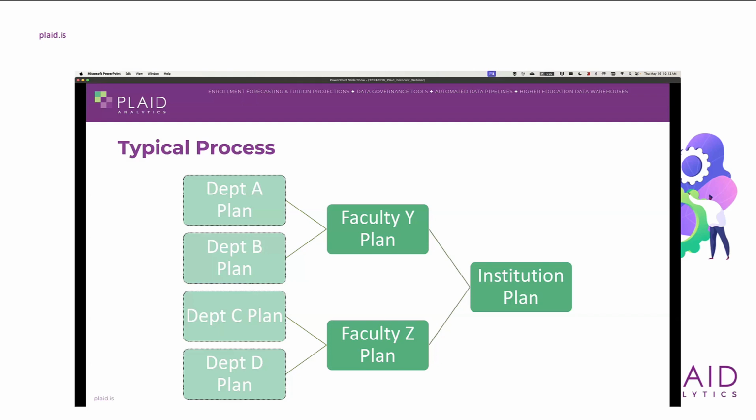You'll notice that the department level plans are in a more faded color of green here, and that's intentional. What we find is that only in some institutions are departments actively involved in this kind of planning.